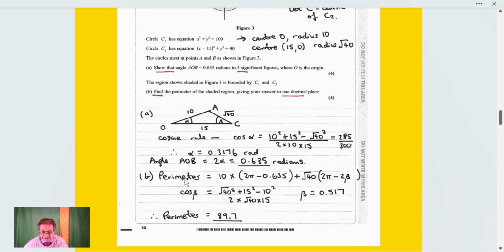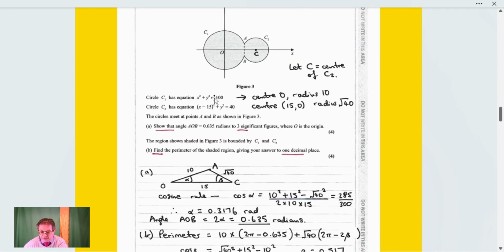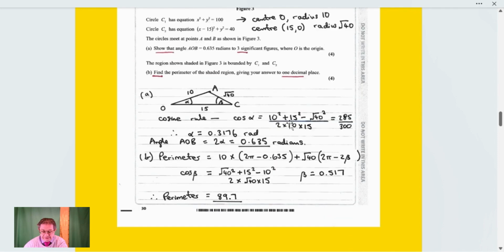Therefore, the perimeter is, on the left-hand side, r theta, 10 times 2 pi take 0.635, and on the right-hand side, root 40 times 2 pi minus 2 beta. And that gives me a perimeter of 89.7. There are no units mentioned in this question, so it is just 89.7 units.